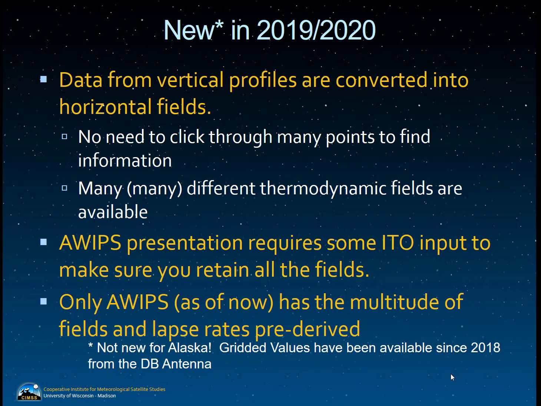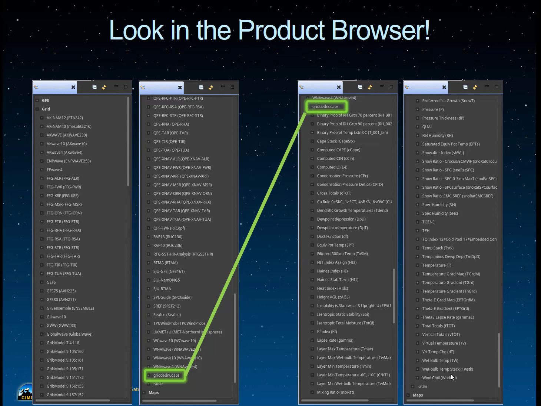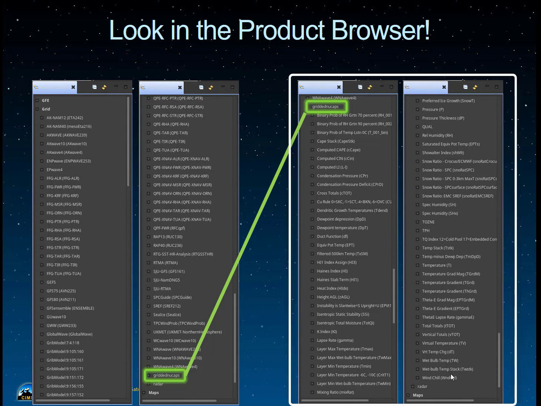Within the last year, gridded NUCAPS fields have been created. The data in the vertical profiles are converted to horizontal fields. I've already showed you where gridded NUCAPS can be found in the AWIPS menu. If you look in the product browser, however, you'll see many more thermodynamic variables available that are derived from NUCAPS. Some of them are listed here.